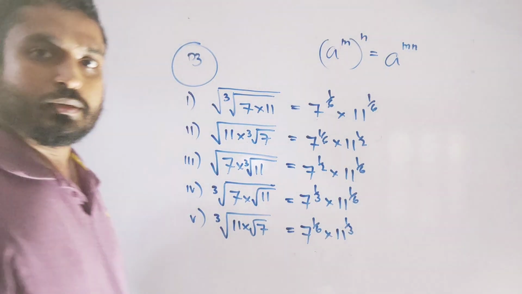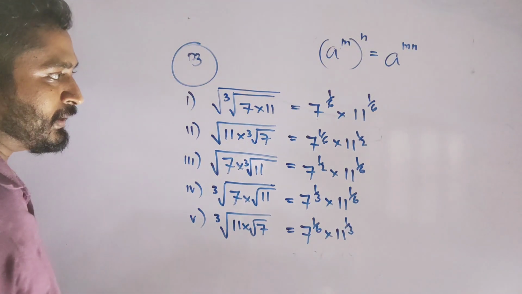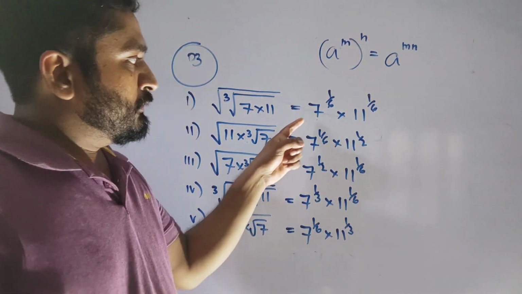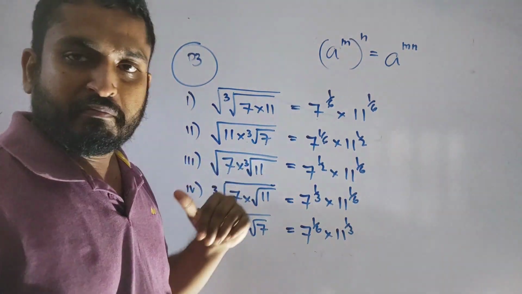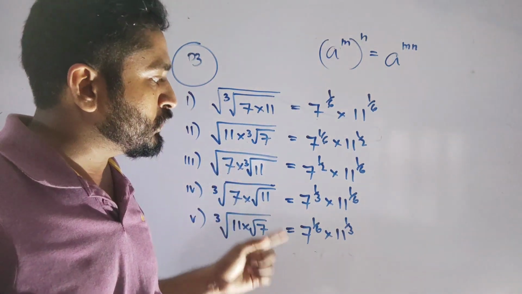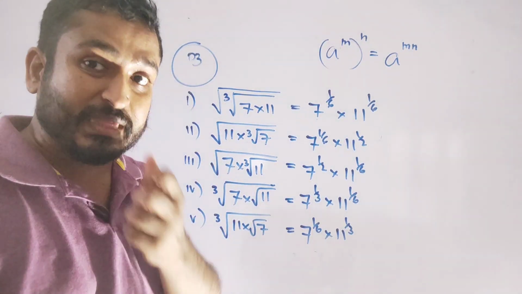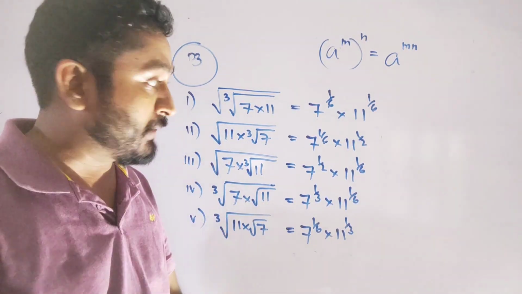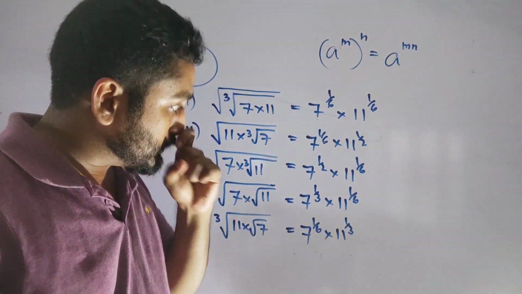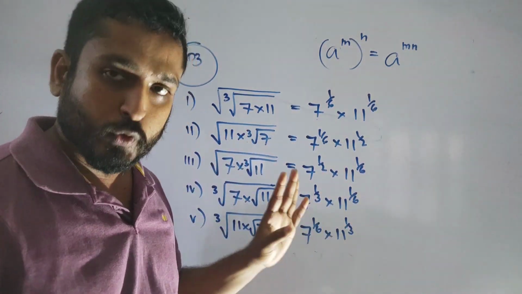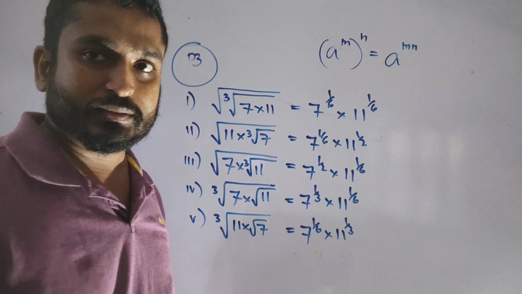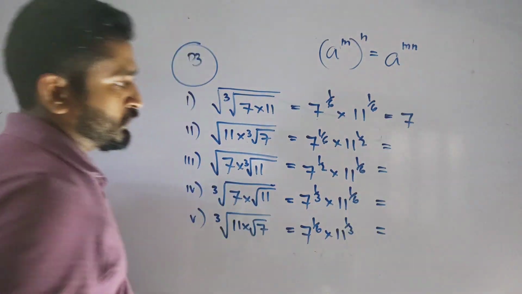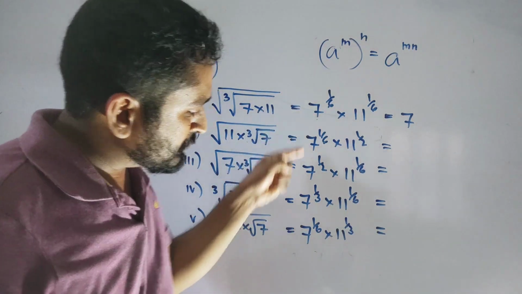All right. Now let us further compare. In comparing, you can see for all the 7s, we have powers 1 over 6, 1 over 2, 1 over 3. Out of those, the least one is the 1 over 6 power. For 7 and 11 both, the least power is 1 over 6. So this is what I am going to do. So here altogether we have 7s.